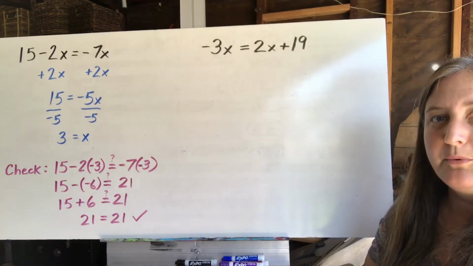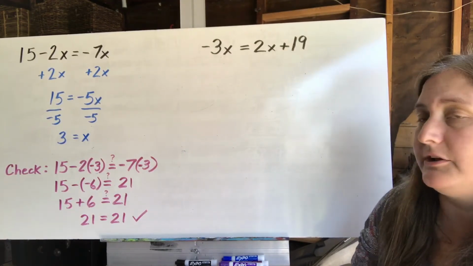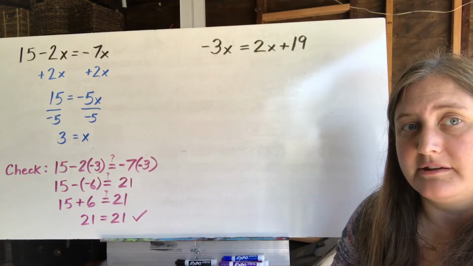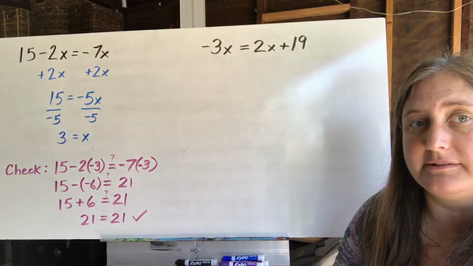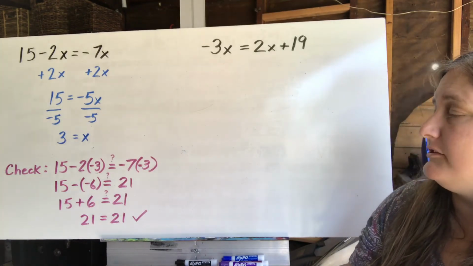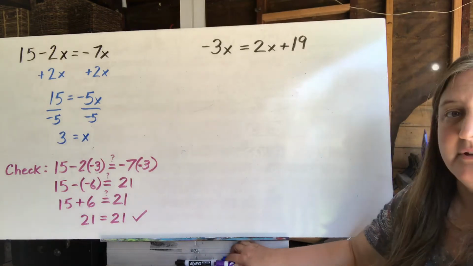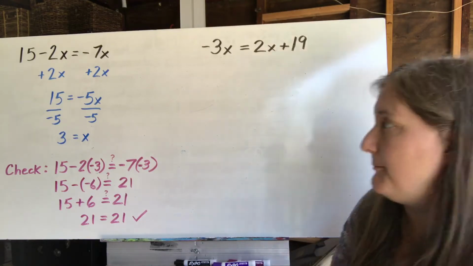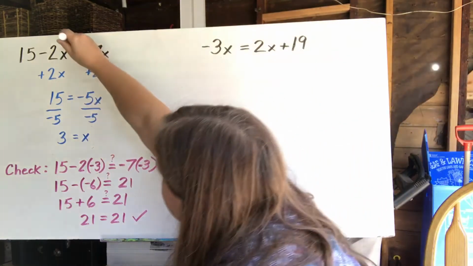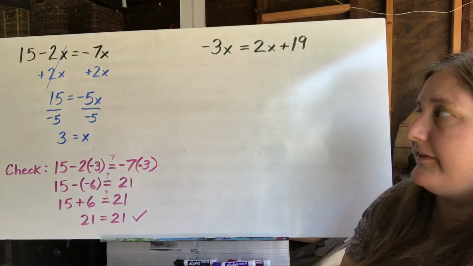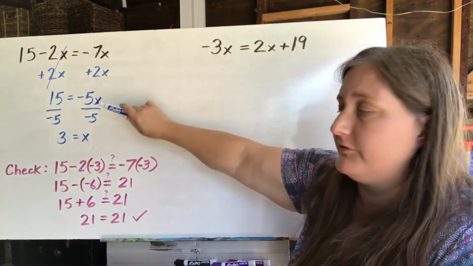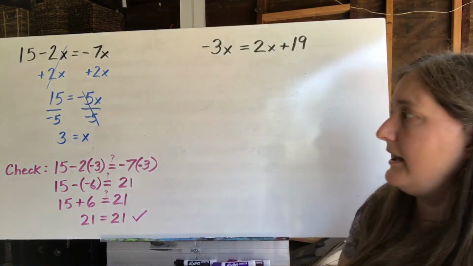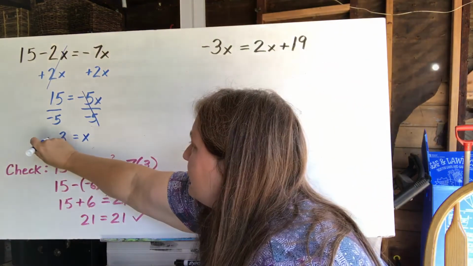So here's a problem with variables on both sides. I have 15 minus 2x equals negative 7x. There is an x on both sides, so I want to make all of my x's be on only one side. So I'm going to add 2x to each side, getting rid of the minus 2x on the left by canceling it out. And I'm left with 15 on that side equals negative 5x over here. I'll divide both sides by negative 5, which will cancel out here, and I get x equals negative 3.